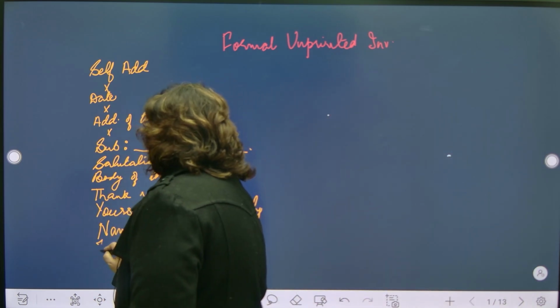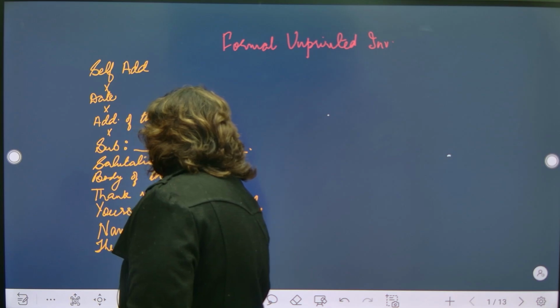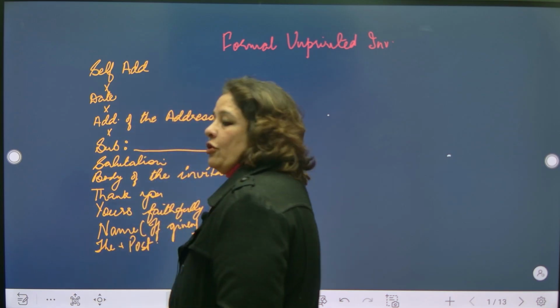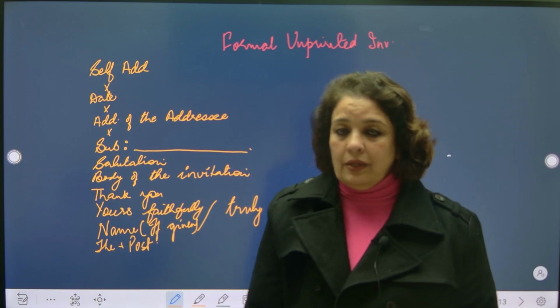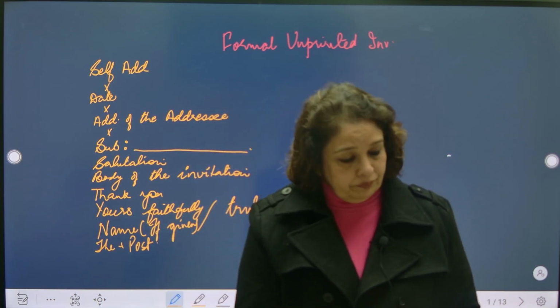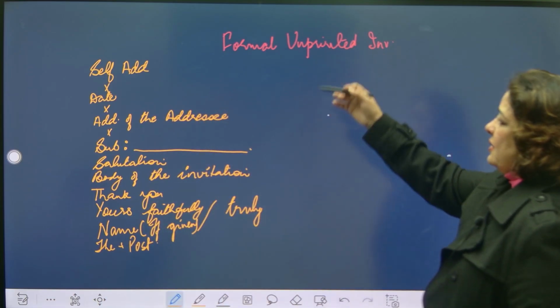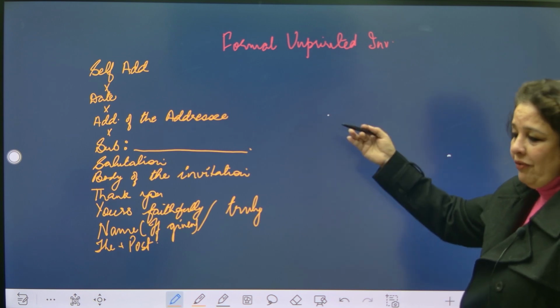Okay? And whenever we are writing the post, we always write the plus post. Don't write plus, I'm telling you. Before the post, it's very important to write a definite article because the post serves as a proper noun. Now, this is the general layout that I told you when you're inviting somebody.